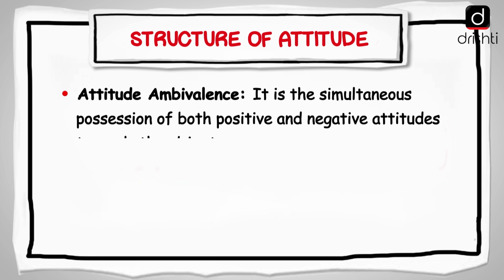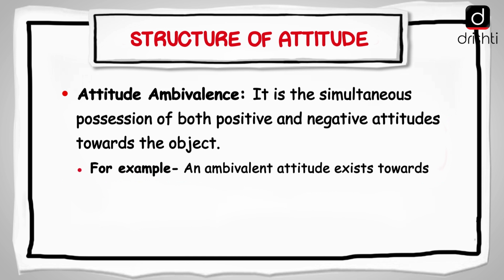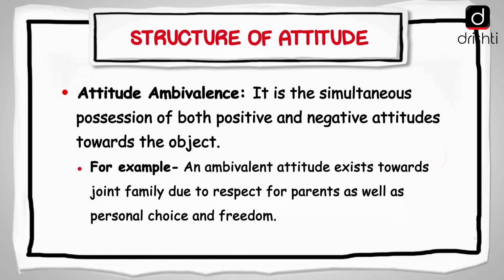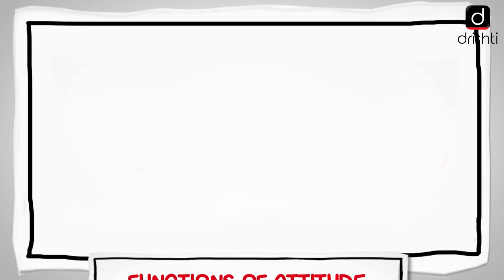And lastly, attitude ambivalence. It is the simultaneous possession of both positive and negative attitudes towards the object. It may exist as a result of conflicting values. For example, an ambivalent attitude exists towards joint family due to respect for parents as well as for personal choice and freedom. Now, let us look at the functions of attitude.